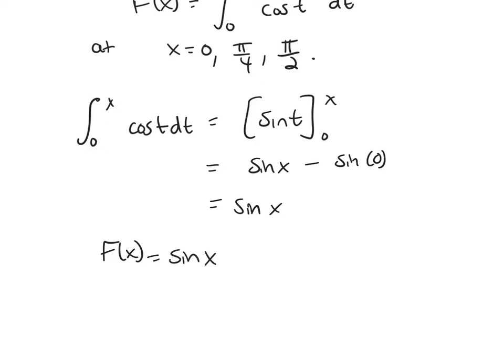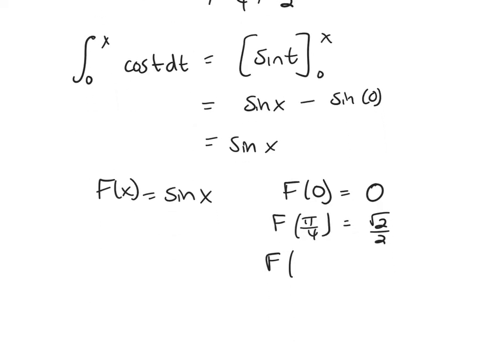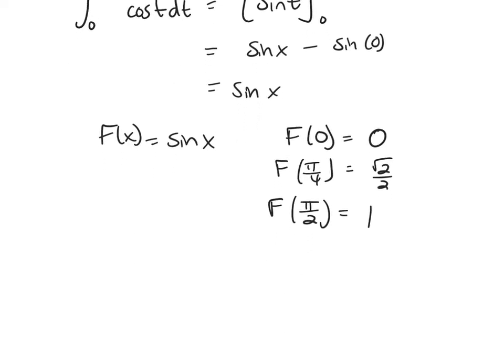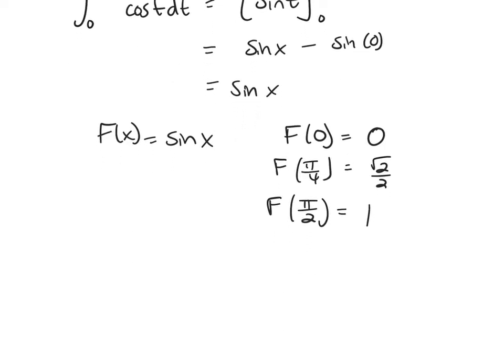And so now we can plug in our values. I wanted F of 0: sine of 0 is 0. F of pi over 4: sine of pi over 4 is square root of 2 over 2. And finally F of pi over 2 is 1. But really, now I want us to look at this function and find its derivative. F of x is sine x, so what's the derivative of sine x? It's going to be cosine x.